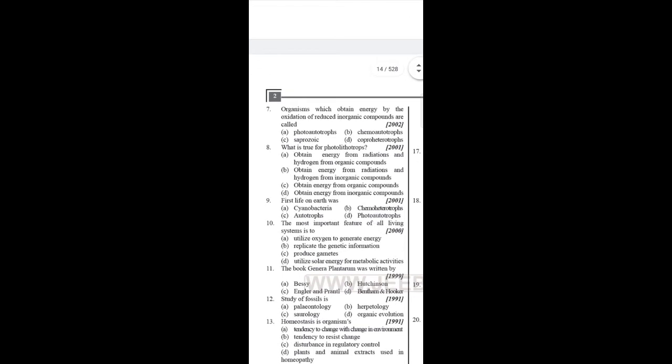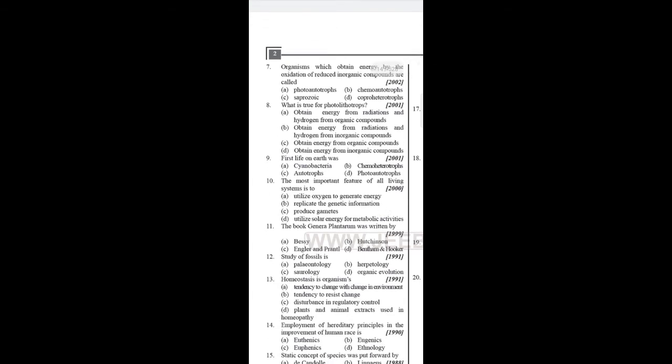Angiosperm have dominated the land flora primarily because of their answer is A, power of adaptivity in diverse habitat. Now we are moving to the next question, that is organisms which obtain energy by the oxidation of reduced inorganic compounds are called, and the answer is B, that is chemoautotrophs. What is true for photolithotrophs? And the correct option is B, photolithotrophs obtain energy from radiation and hydrogen from inorganic compounds.